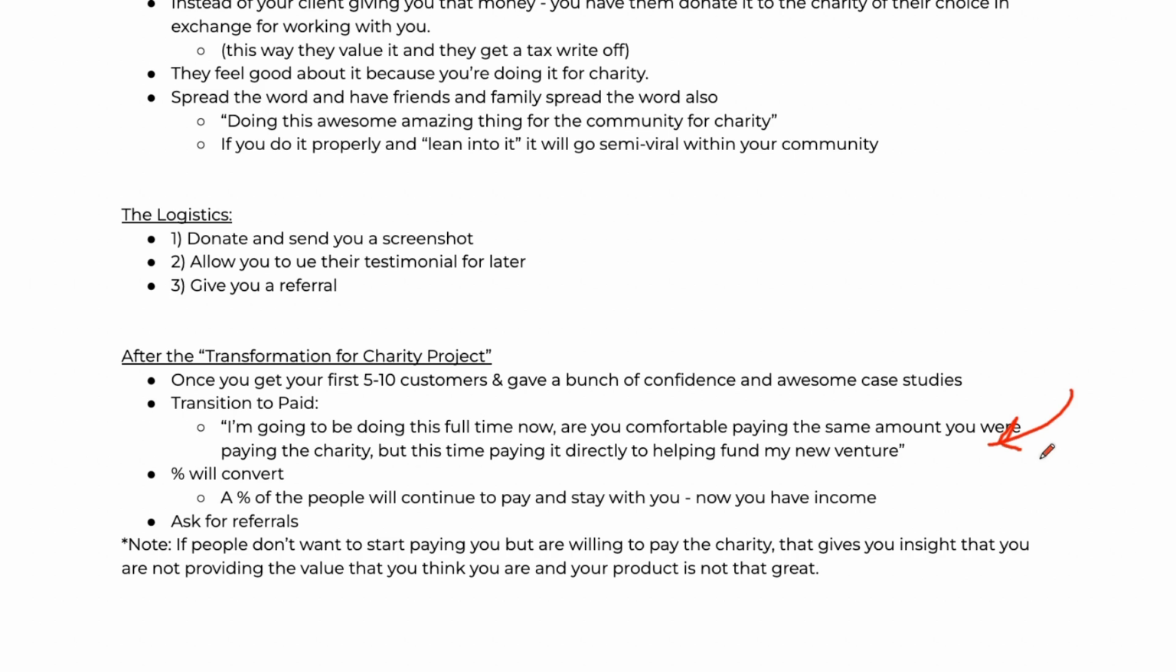Now, an important note on this is that if people don't want to work with you instead of paying the charity, it actually gives you a lot of valuable insight. You don't want to get all sad and go boo-hoo, I'm depressed because people don't like me. No, you want to focus on the things that actually matter. What matters here is that it gives you insight into the value that you are providing. Remember, this is why we talked about the foundations, right? You always have to think about value.